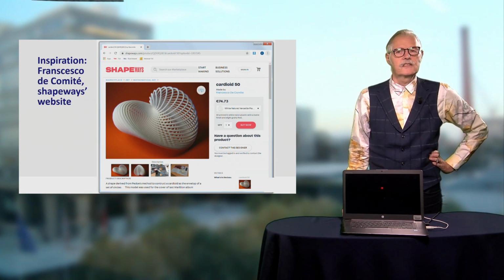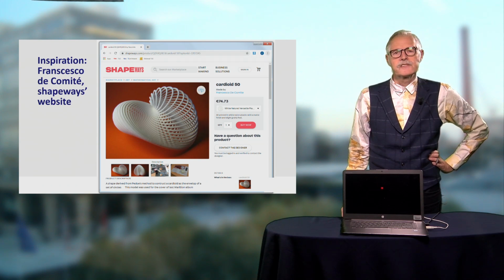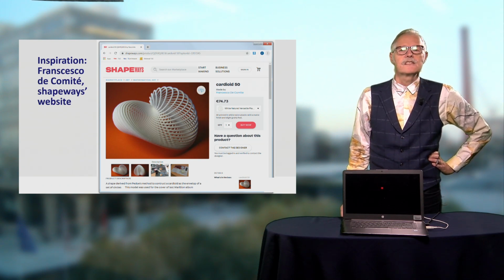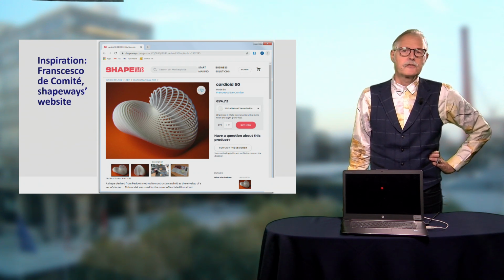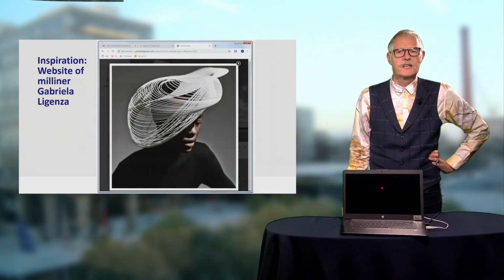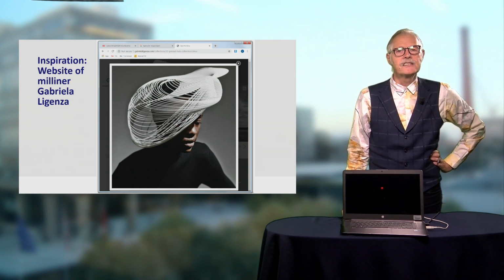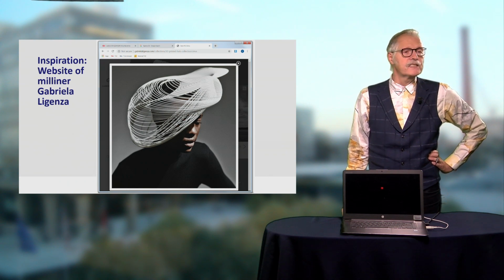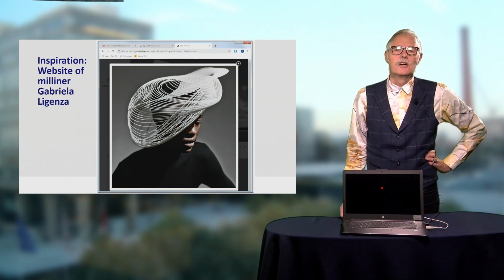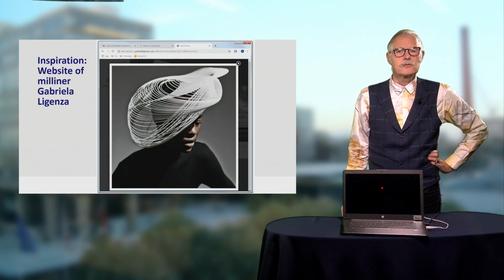And here you see the website of Francesco de Comité. He makes fantastic 3D printed forms based on this mathematical curve called the cardioid. Here we see the website of Gabriela Ligenza, a milliner, that means a hat maker in London, and he has based 3D printed hats on these cardioids designed by the same Francesco de Comité.